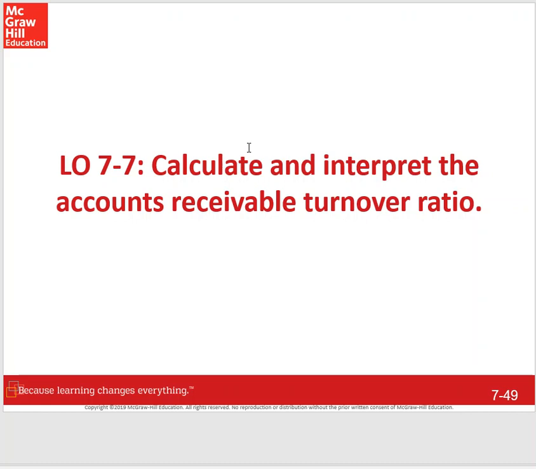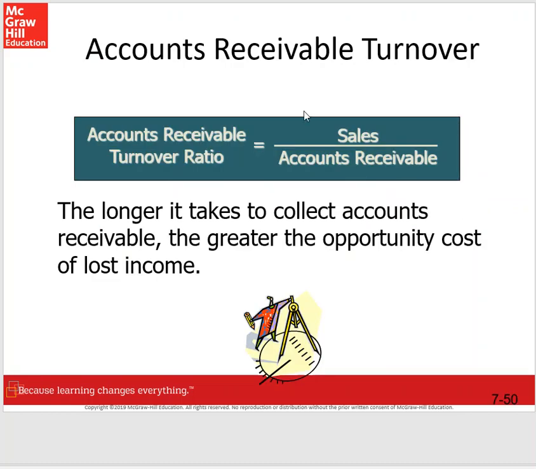So finally, we get to our ratios at the end of the chapter. We're going to take a look at the accounts receivable turnover ratio. And that's computed by taking our sales for the period divided by our accounts receivable. And what we're looking at here is the rate at which we collect our sales. So they tell us here the longer it takes to collect accounts receivable, the greater the opportunity cost of lost income. We want to be able to collect our receivables quickly.